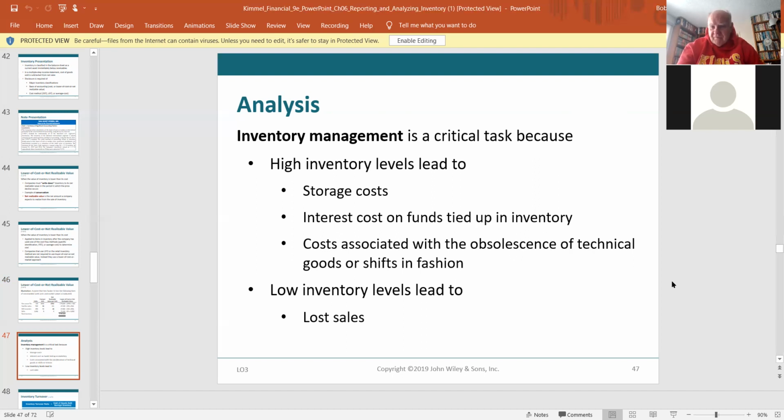But boy, did they offset that with savings on storage costs, on interest, on money that is no longer tied up like crazy. So the lower the inventory, the better. The best inventory level is 0, as long as you can still make and produce and sell your product the next day.